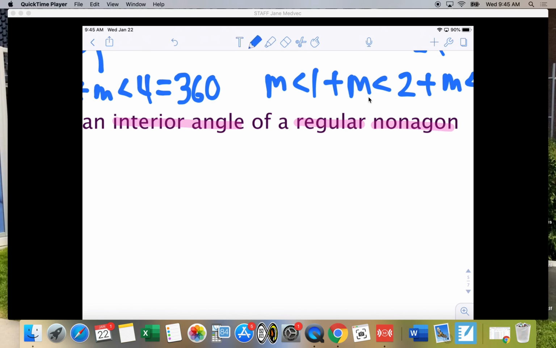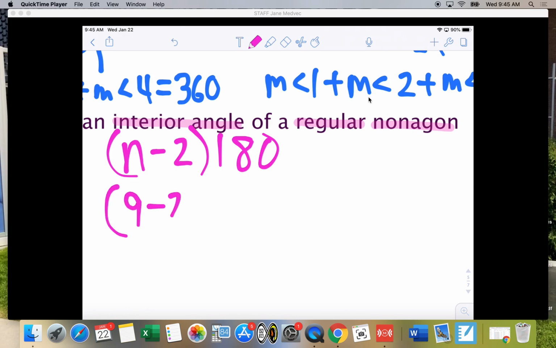So I am going to take n minus 2 times 180. Now you're going to have problems like this on your test. You're going to have problems tonight in your practice like this. So if you write this down, then you have something to go by to help you with those problems. So I'm going to take out n and I'm going to put in 9 because it's a nonagon.